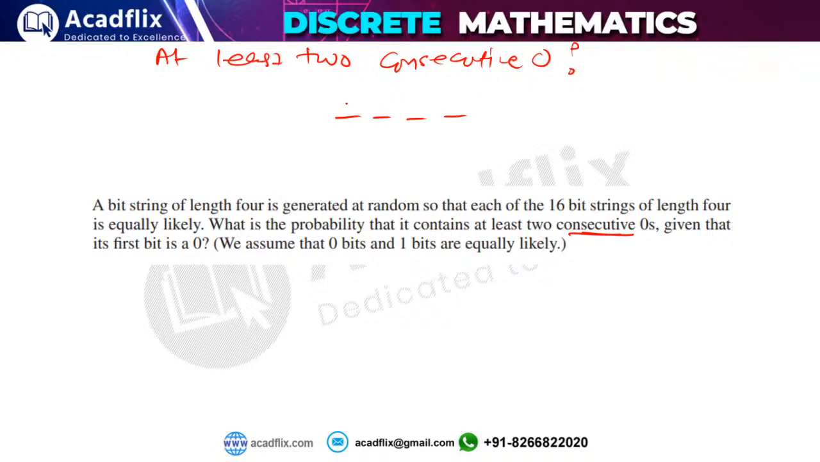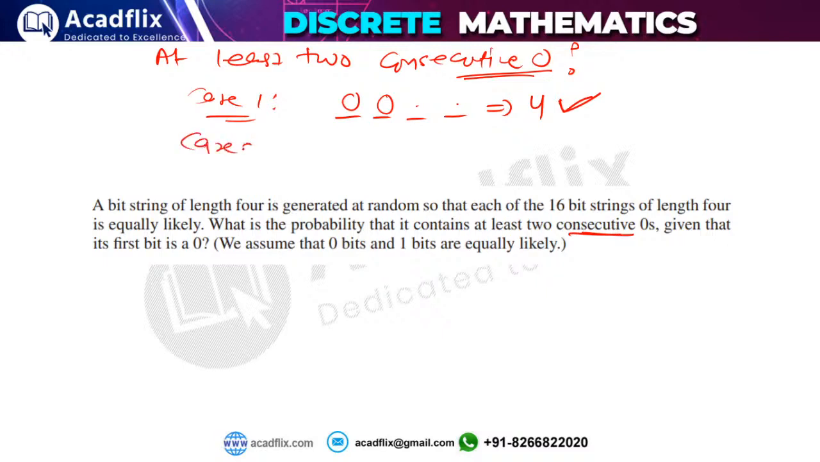Now assume case one. Assume that the first two bits are zero. Now your work is done, because you wanted at least two consecutive zeros. Now you do not care what happens here. So how many cases are there? You can see four possibilities. When the first two bits are 0 0, then a total of four possibilities are there.